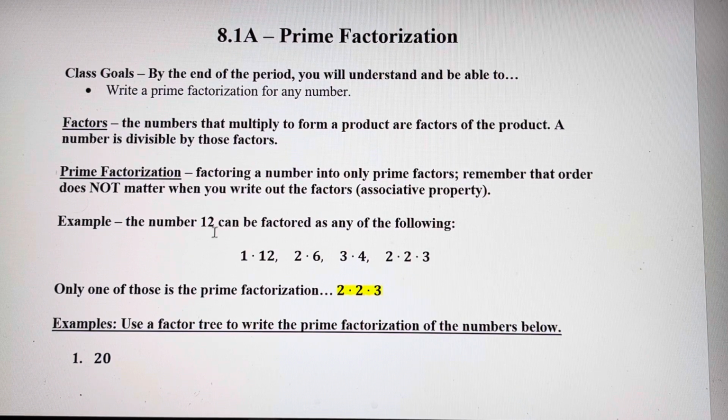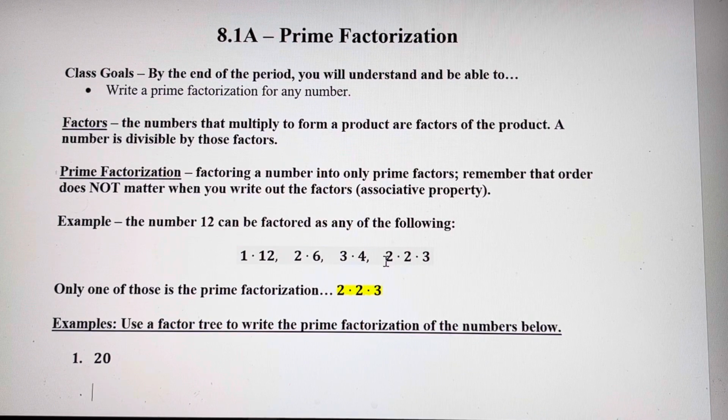So if we're looking at the number 12 here, factors could be 1 and 12. 1 times 12 gives me 12. So both of these would be considered factors. All right? 2 times 6 equals 12. So 2 and 6 would also be factors of 12. 3 times 4 equals 12. So 3 and 4 are both considered factors of the number 12.